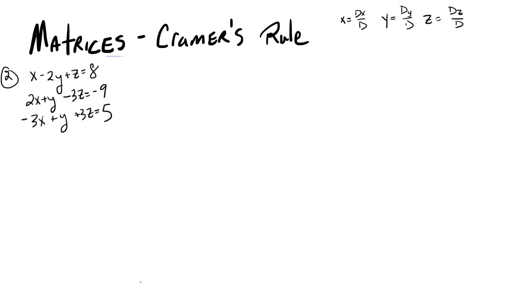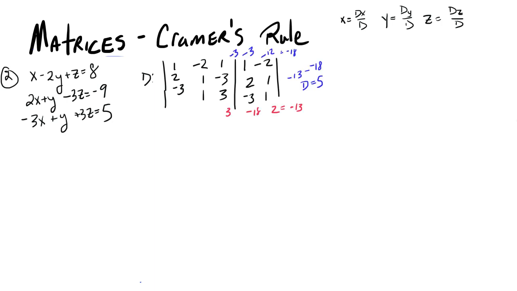So the first thing is get d. All right, so d. So I'm going to use the original. So 1, 2, negative 3, negative 2, 1, 1, 1, negative 3, 3. So go ahead, hit pause, find the determinant. So hopefully you came up with d equals 5. So downs minus ups, downs minus ups. So let me help you get set up here.